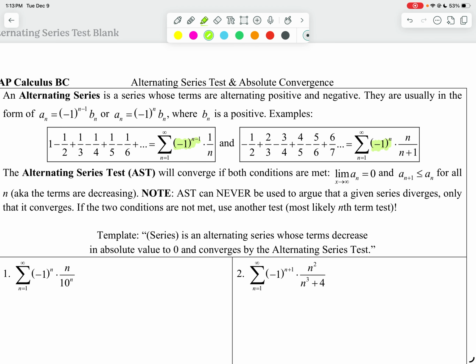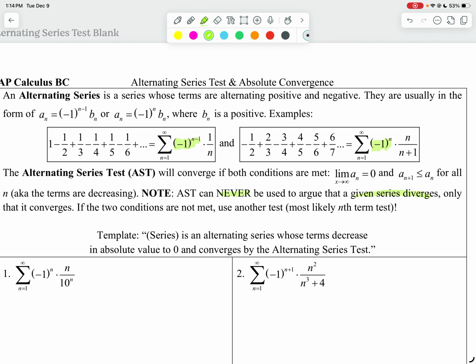Now, anytime you have an alternating series, we have a very easy test that we could use where we only have 2 conditions. The first condition is where you look at your sequence and see if that converges to 0. And then you also want to make sure that your terms are always decreasing. One important thing to note is that AST can never be proven to say that a series diverges. AST can only prove that a series converges. If the 2 conditions are not met, then we'll probably have to do something else, whether it's a term test or a comparison using p-series.